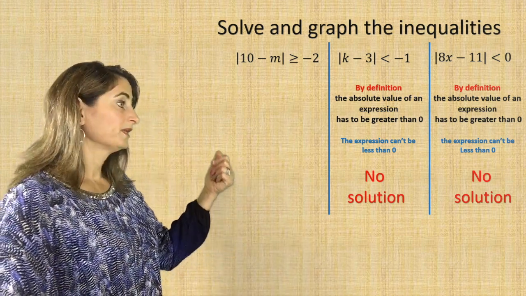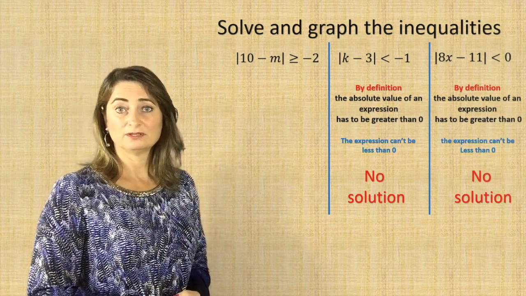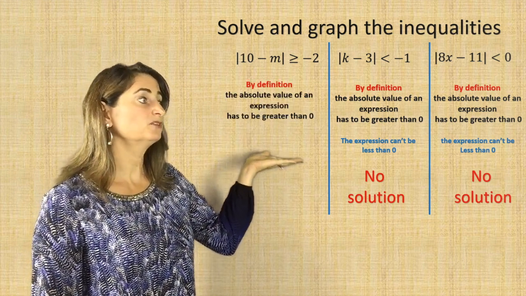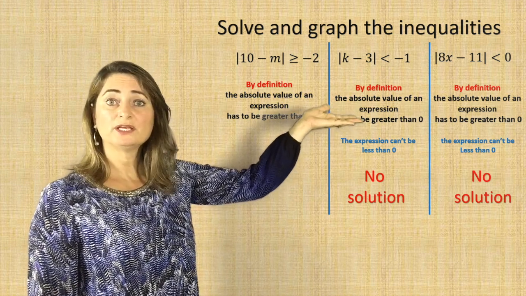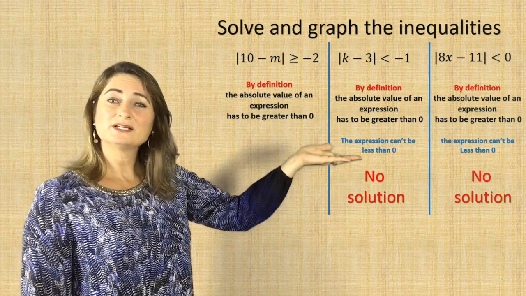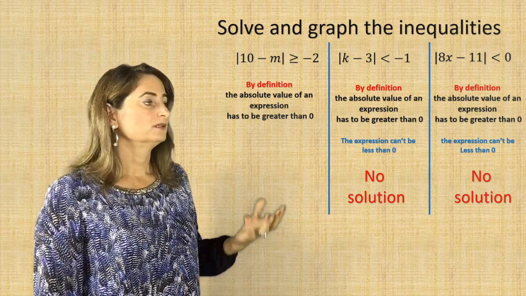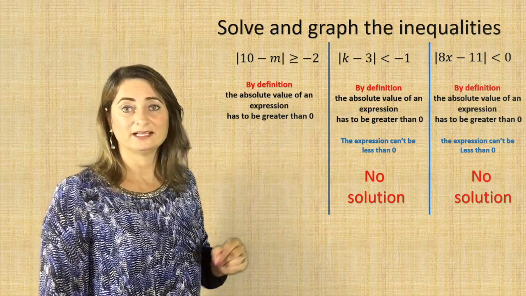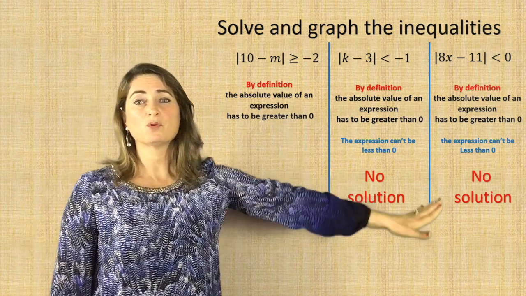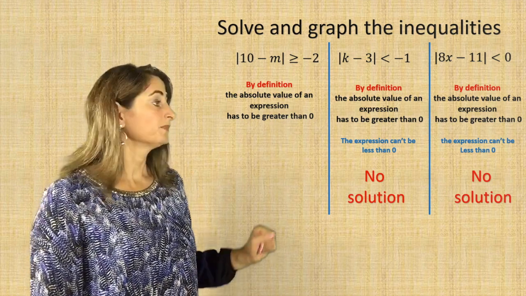Now the last one. The absolute value of 10 minus m more than or equal to -2. Yes, there's a negative, but by definition, the absolute value of an expression has to be greater than or equal to 0. I know what you're thinking. -2 is a negative number. But so does 1, 2, 3, all possible numbers more than -2. So that's not the same as less than -1 because you're thinking about all the numbers less than -1. In this case, you're thinking about all the numbers more than -2, which leads you to the positive solutions.